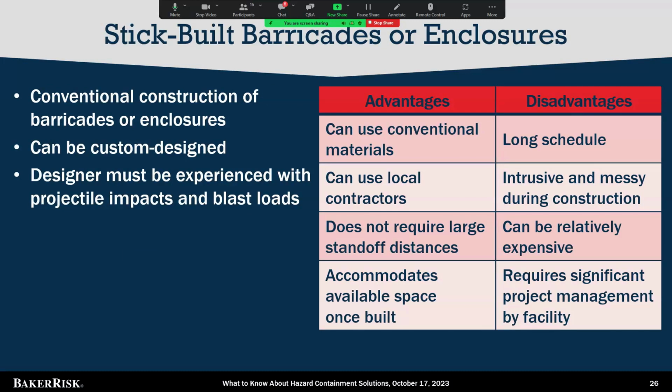The next type of mitigation to be covered is stick built in terms of a barricade or enclosure. This can be conventional construction, usually, such as reinforced concrete or structural steel or something similar. It can be custom designed. However, a word of caution, it's noted here, that last bullet, the designer must be experienced with designing for projectile impacts and blast loads. So some advantages and disadvantages are shown in the table here.